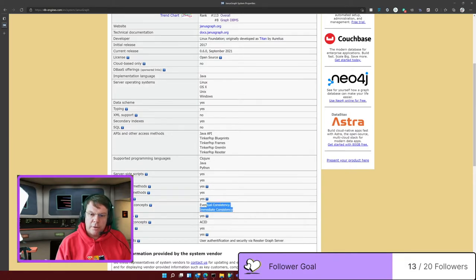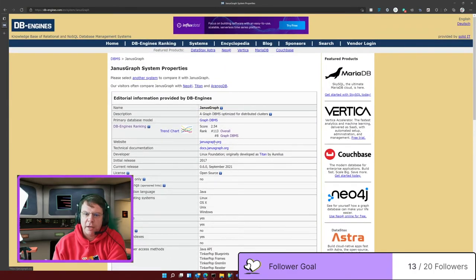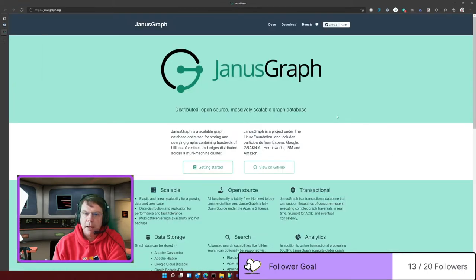A couple of different consistency models. So eventual consistency, right, means that in theory, eventually, the data will become consistent, but you're not getting essentially atomic, guaranteed transactions. Eventual consistency also typically means you might lose data at some point. But then they also have an immediate one, so it looks like there's a trade-off in there. So that could be interesting. Let's take a peek. I like the color, not that that really matters.